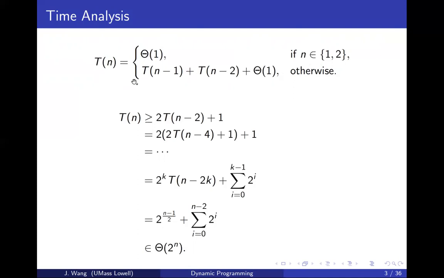Otherwise, we know that FIB of n is equal to FIB of n minus 1 plus FIB of n minus 2. For FIB of n minus 1, it incurs T of n minus 1 steps. For FIB of n minus 2, it incurs T of n minus 2 steps. Of course, after that, you need to add them up, so that is a constant. Actually it adds 1, because there is an extra step.